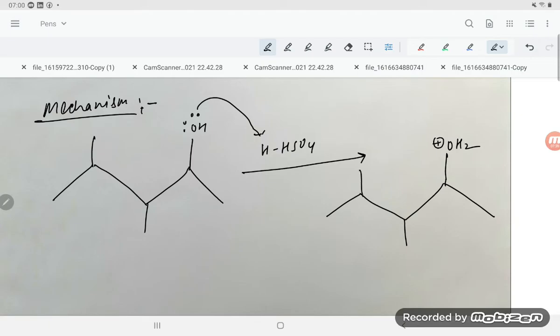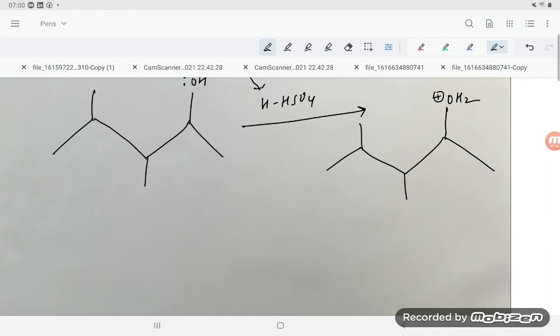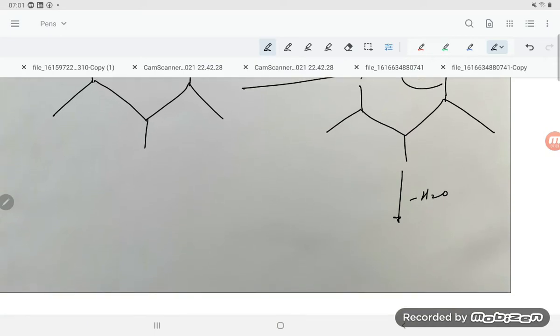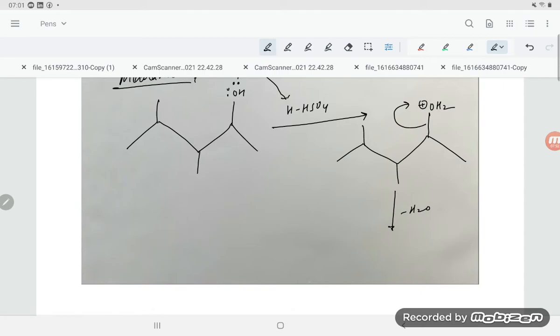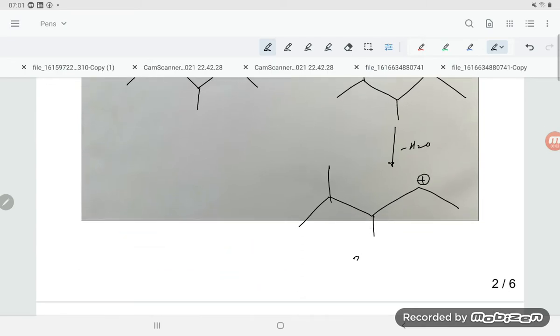Now, students, in this case, what will be happening? Loss of a water molecule, minus H2O. So this bond is split, and a 2-degree carbocation is getting formed. So you can see how the carbocation is proceeding. Here is the positive charge, student, the carbocation. Here is a methyl group, here is a methyl group. So this is a 2-degree carbocation.